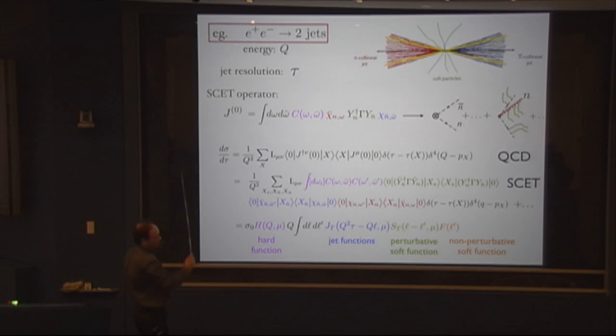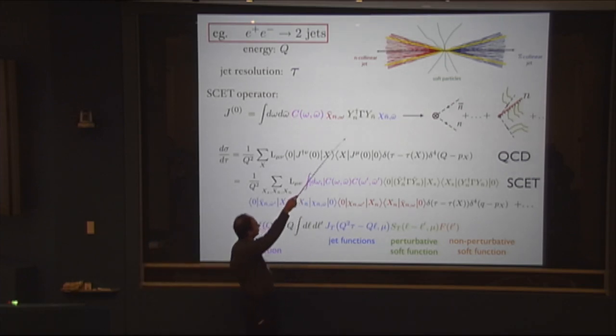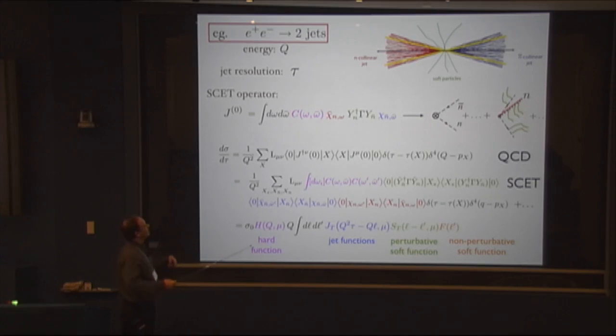So one is, instead of colliding protons, I could collide electrons. Here the relevant variables are the energy and something that's called the jet resolution, which is basically telling me how fat this spray of radiation is. This is just giving you an idea of how these factorization theorems would actually work.